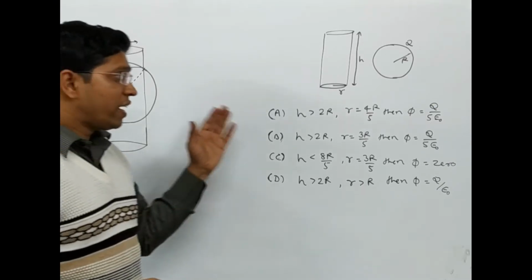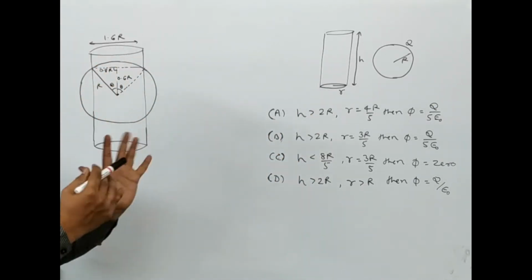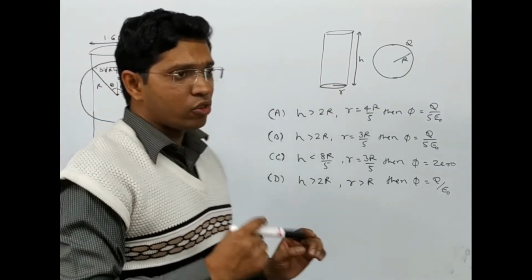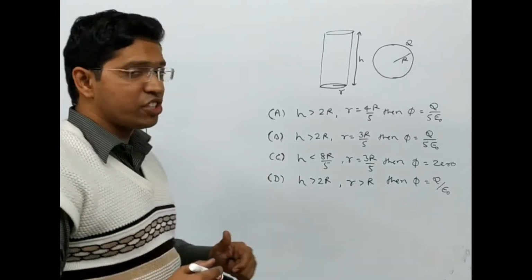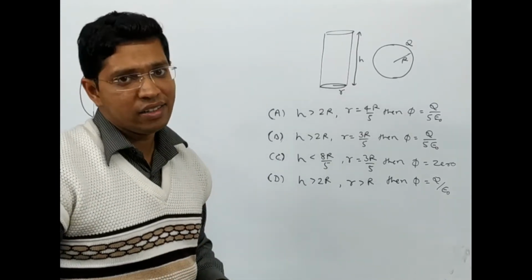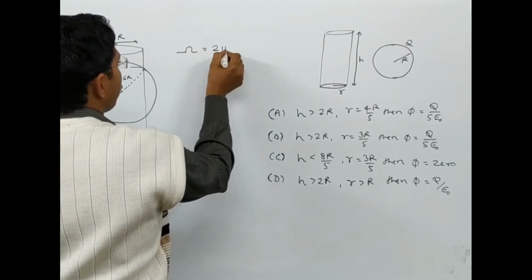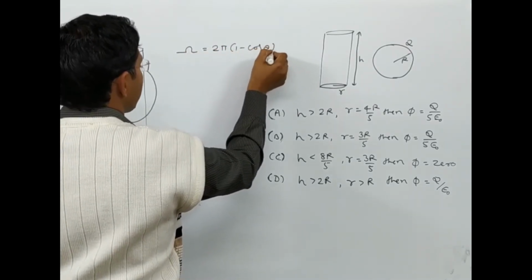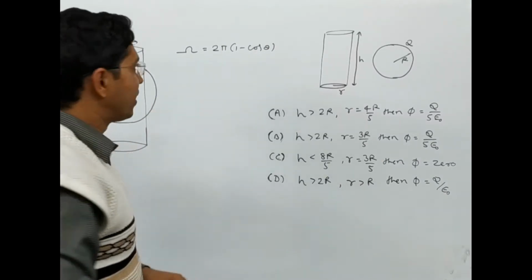Now for getting the flux, we need the charge enclosed by this cylindrical surface, and for that I should know one very important relation, which is the relation between the solid angle and the linear angle. The relation is sigma equal to 2 pi (1 minus cos theta). So this is the relation between the solid angle and the linear angle.